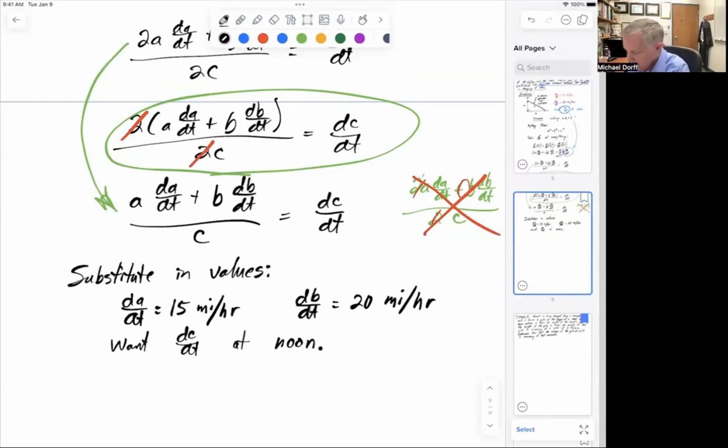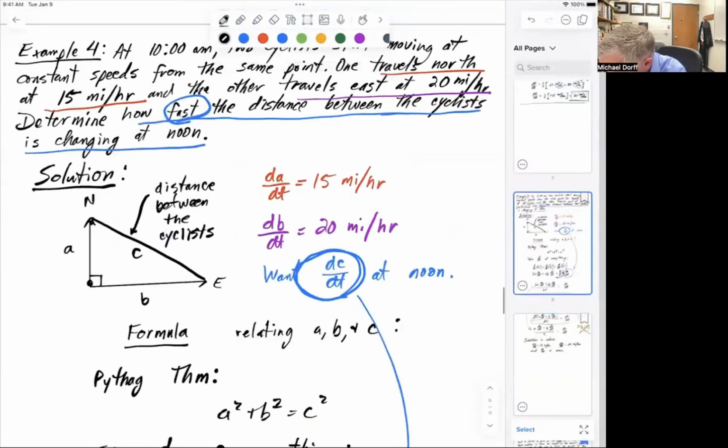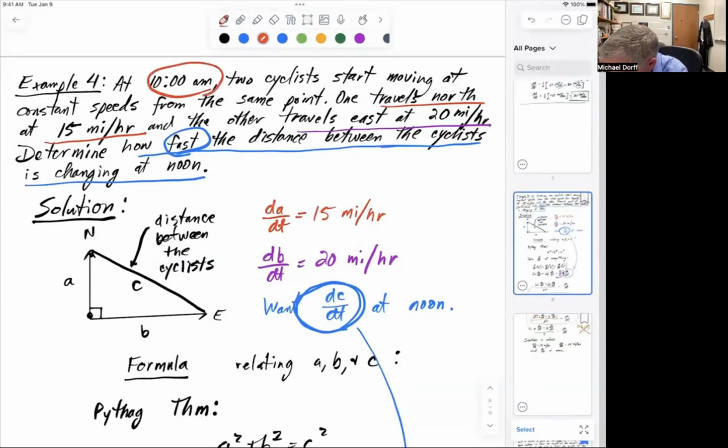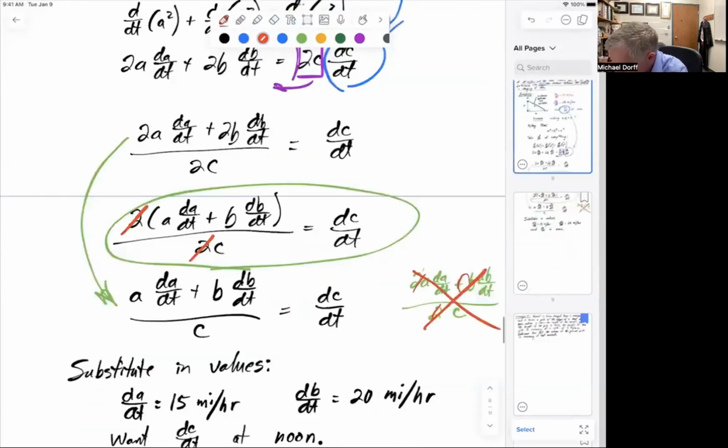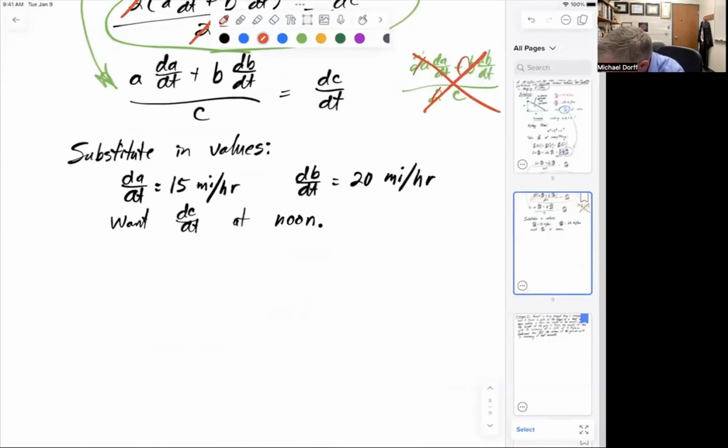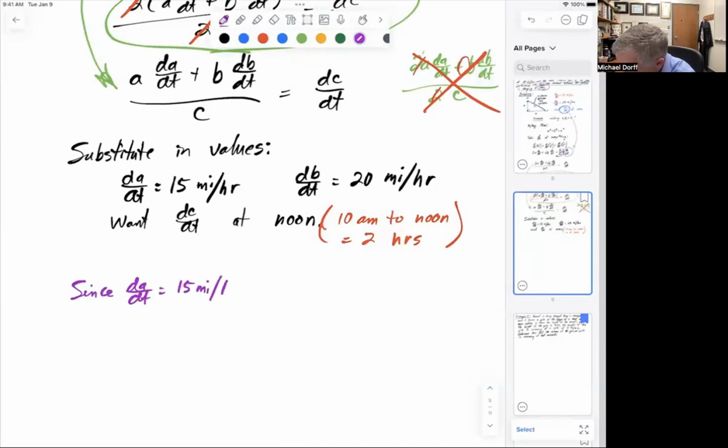When did we start? Well, the original problem says we started at 10 a.m. and then we go to noon. So that's 2 hours. 10 a.m. to noon equals 2 hours. So they've been riding for 2 hours. What does that tell us then? Well, since dA/dt is 15 miles per hour and we have 2 hours, after 2 hours, A is going to equal 15 times 2, or 30 miles.